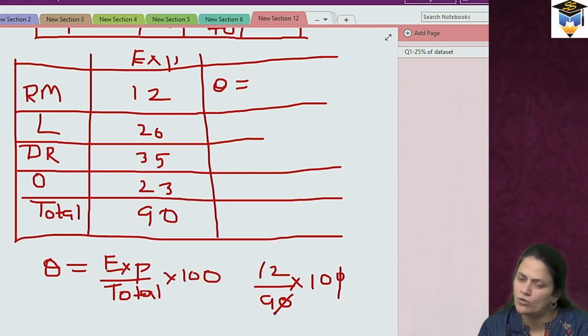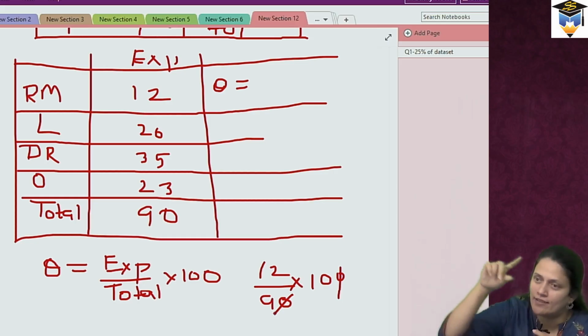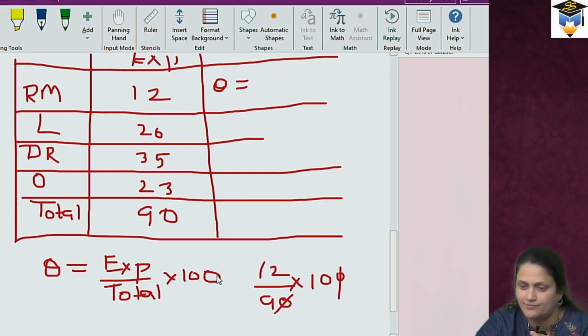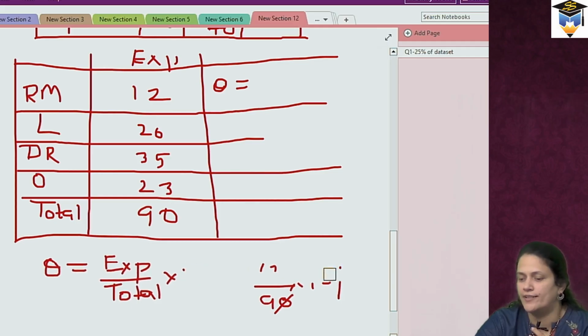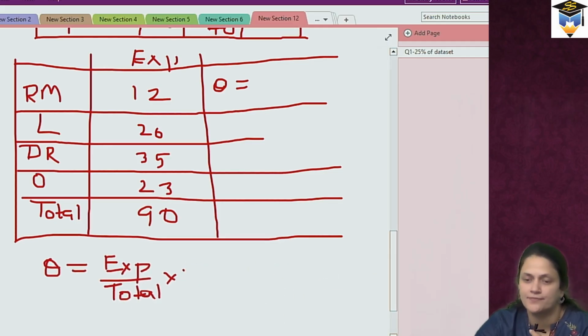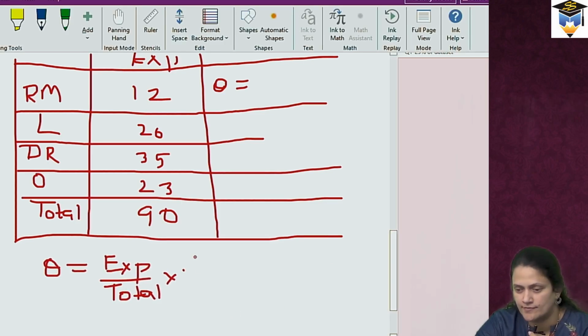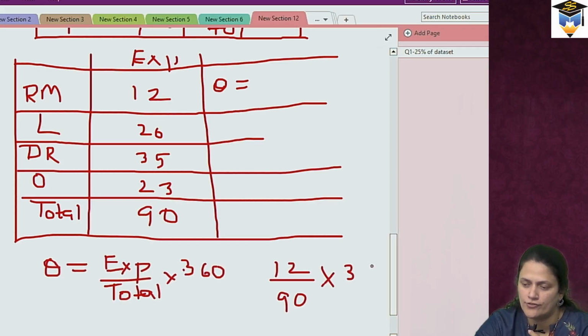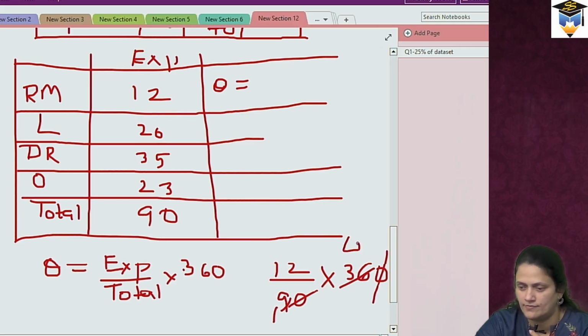Expenses upon total into 100. Not 100. It should be, it's a pie chart. So it should be 360. My bad. So 12 upon 90 into 360 is how much? 12 into 4 is 48. So the answer is 48.